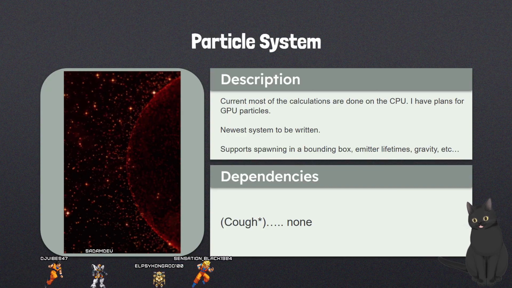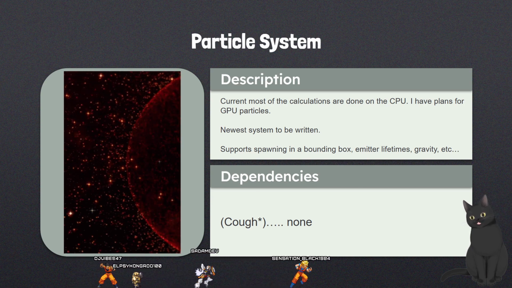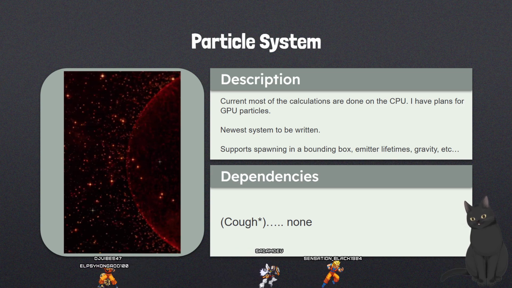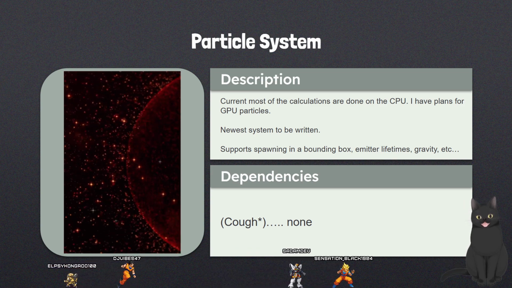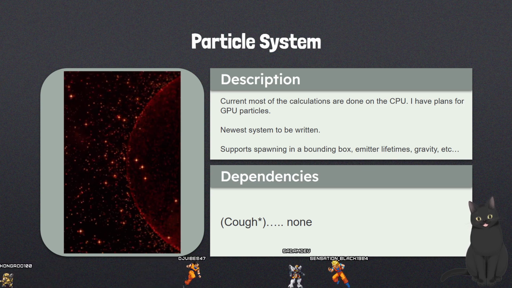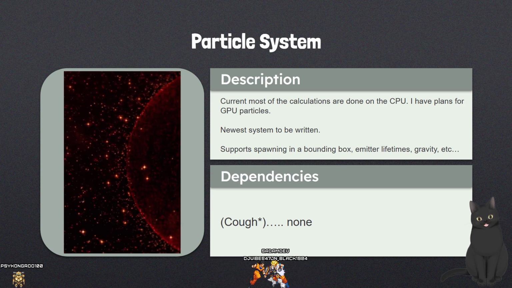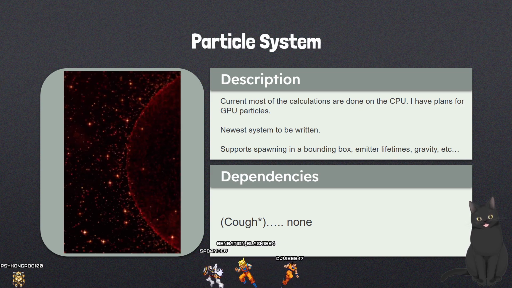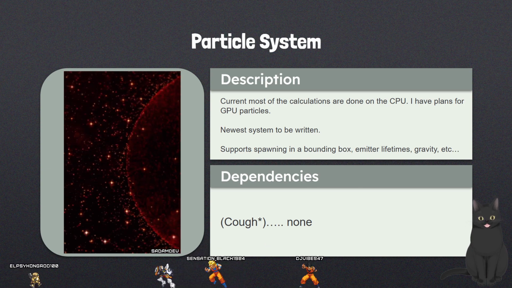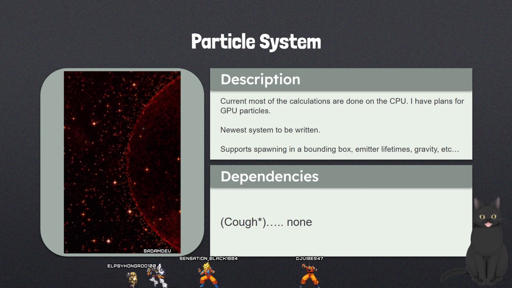All right, particle system. This is the most recent addition to the engine, right? Very simple, just CPU. I was actually talking with a viewer the other day, and he was telling me about how he sets up his billboards and everything for his GPU system, right? And yeah, there is a lot of room for improvement for my particle system, but it is in there, it works. There is an editor for it. And it supports a bounding box, so you can spawn particles in a bigger area. There's emitter lifetimes, there's gravity and whatnot.